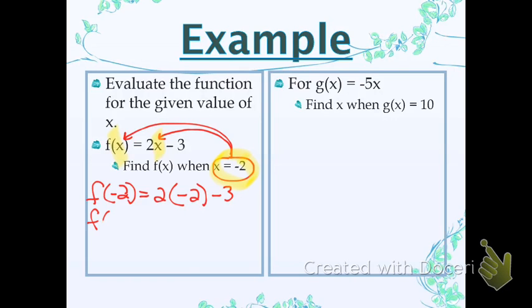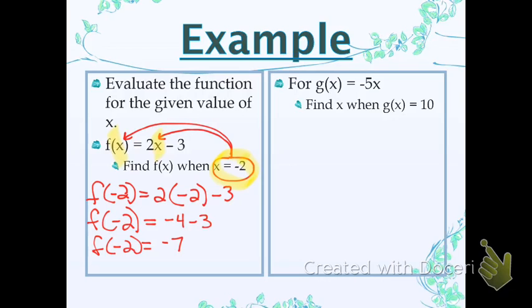Now when you go to simplify this, you're going to leave the left-hand side alone. We're not going to change that at all. On the right-hand side, we'll simplify using order of operations like we've always done. So 2 times negative 2 is negative 4, and negative 4 minus 3 is negative 7. So f of negative 2 equals negative 7.